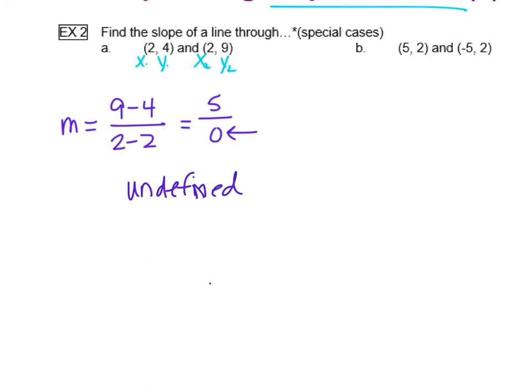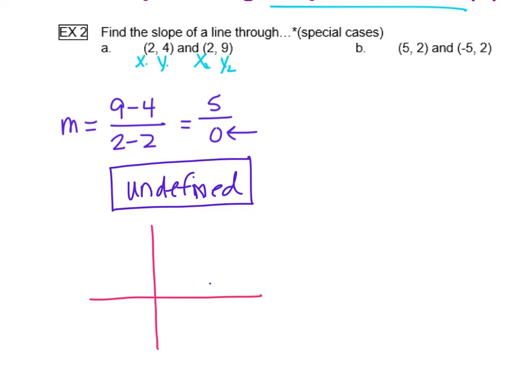So what does this mean on a graph? What does an undefined slope look like? Well, if we think about those ordered pairs, I'll just do a sketch of this. You guys should do a sketch too. If I go over 2, up 4, there's our first point. And the other one is over 2, up 9, up there. And if I draw the line that goes through those, what kind of line am I drawing?